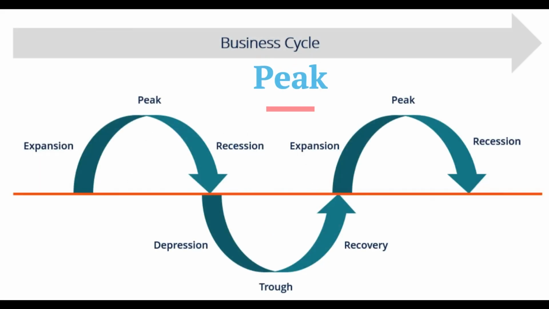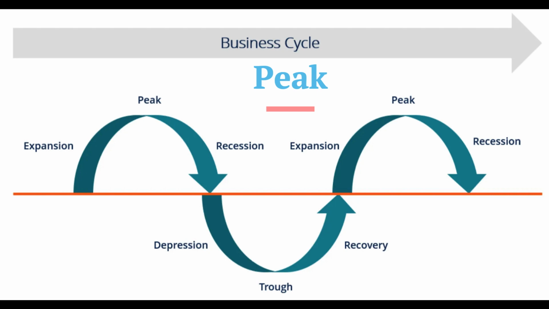The peak is the second phase of the cycle. It occurs when all of the expansionary indicators begin to level off before heading into a contraction. The economy might take weeks or a year to transition into the contraction phase. The GDP growth rate falls below 2% and continues to decline.